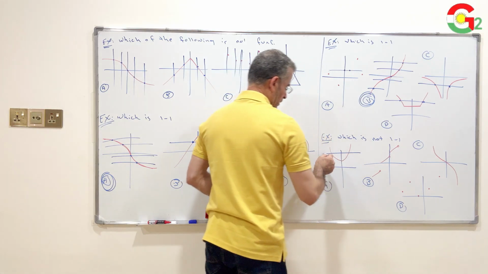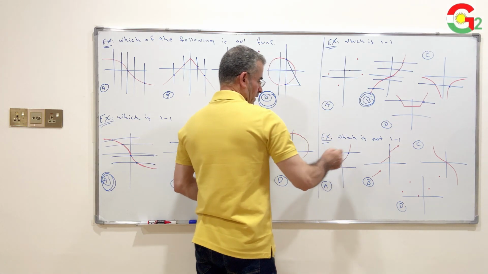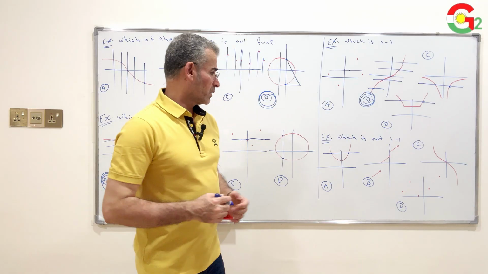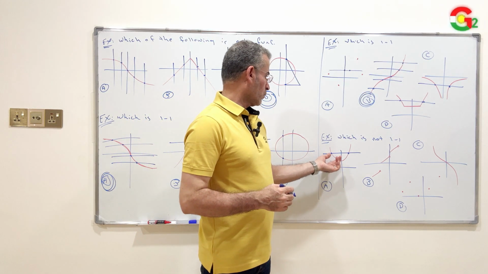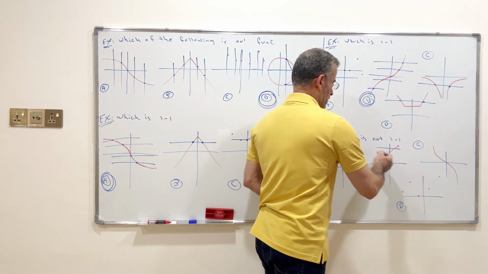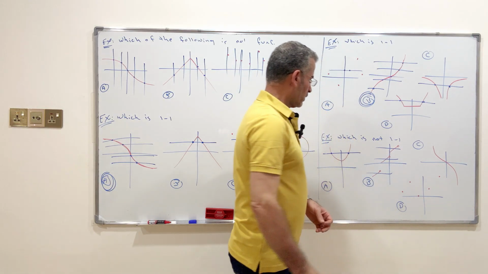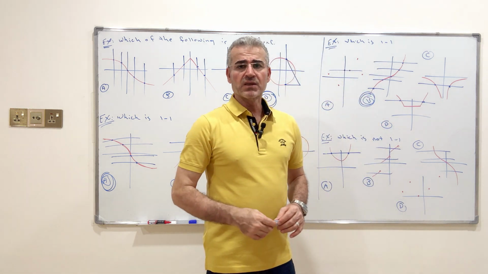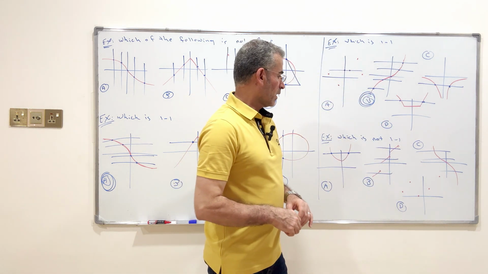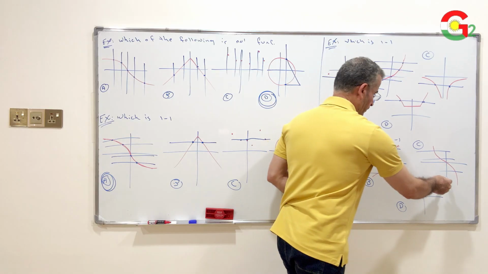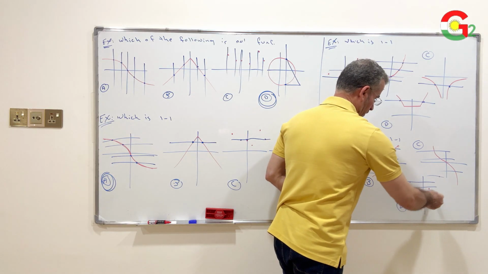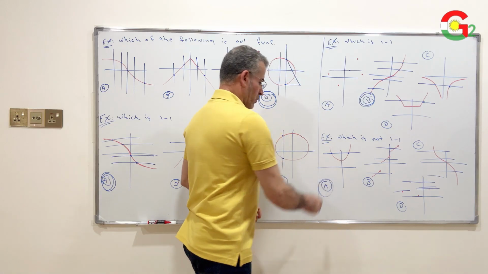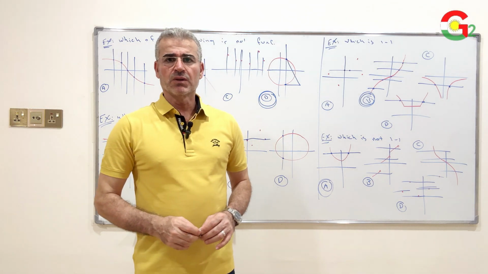As we see, this graph intersects with the horizontal line in 2 points, then this graph is not one-to-one. But this graph is one-to-one. Also, this graph is one-to-one because it intersects with the horizontal line in 1 point. Also, this graph is also one-to-one, then choice number B is the right choice.